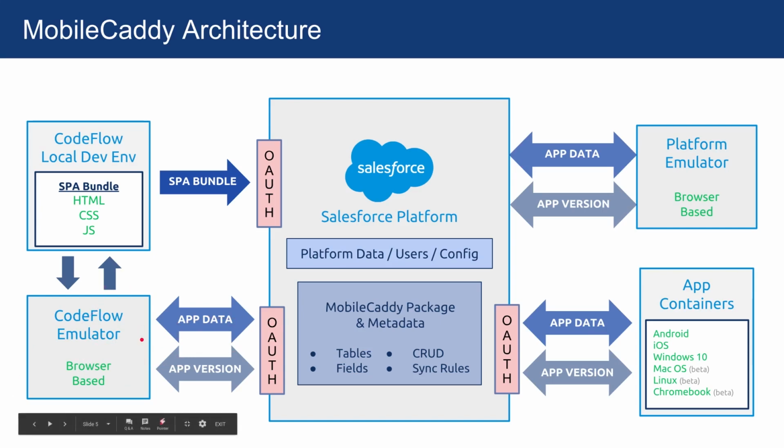Once our application's been built and we're ready, we will be deploying this SPA bundle up onto the platform, and this will be versioned. This enables us to then, if we're running in an app container, so let's say I'm running on a Windows 10 desktop device, or an iPad, or maybe a Nexus 9. As I'm running in here and my application runs up in one of our MobileCaddy app containers, I'll be authenticating in just as we normally do in CodeFlow. But as well as getting the application definition and application data, I'll also be bringing down the application SPA bundle itself into the app container. And that was the one that was deployed up here.